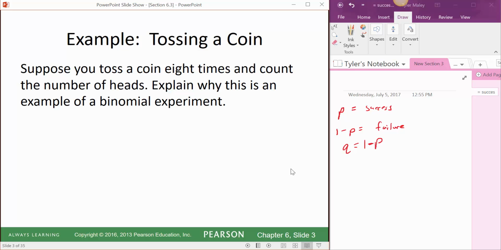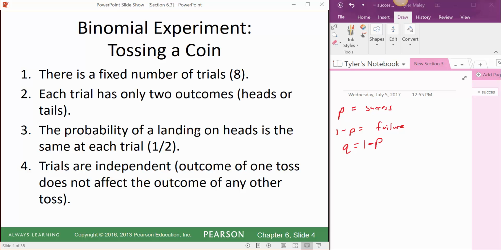So here's an example. Suppose that you toss a coin 8 times and count the number of heads. Explain why this is an example of a binomial experiment. So if we go to the next slide, I have this spelled out. Remember, the first thing we want to check for is: is the number of trials fixed, which is n? In this case, n is 8, it's fixed. We're flipping a coin 8 times. And then 2, we need each trial to only have 2 outcomes, which is true. We can get heads or tails.